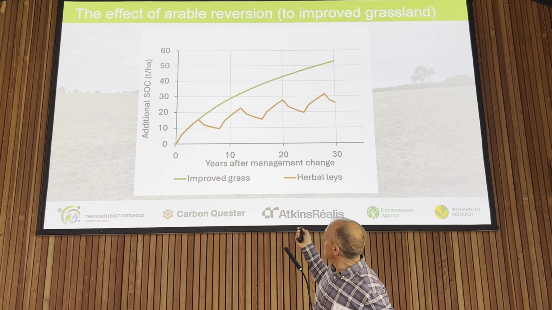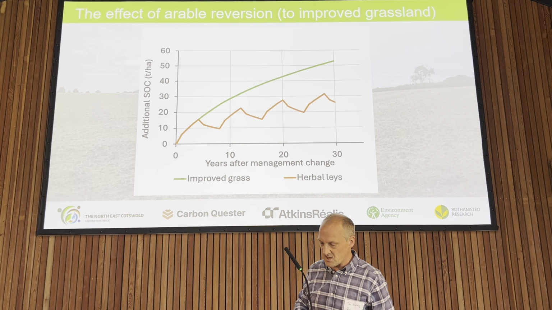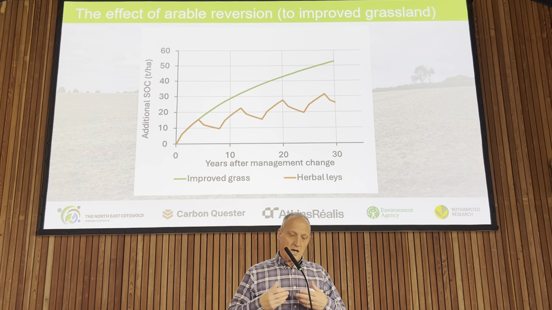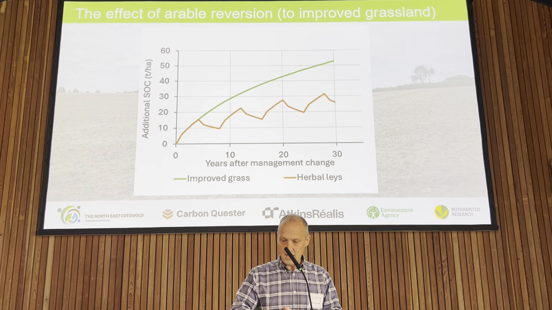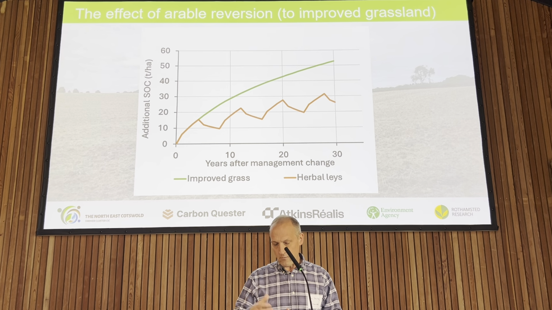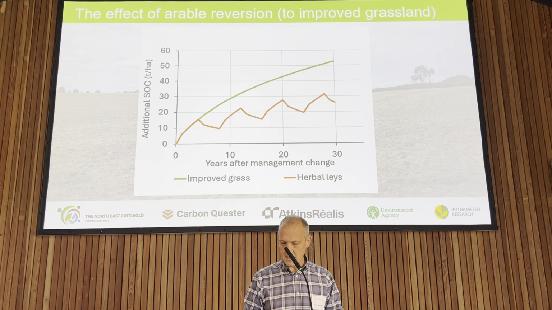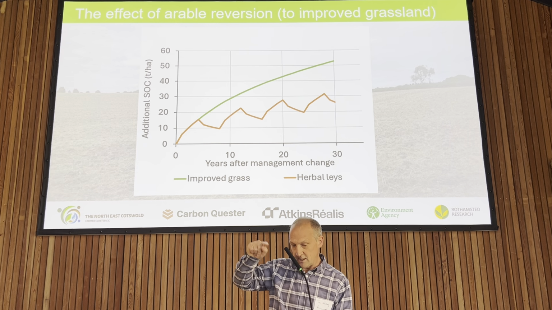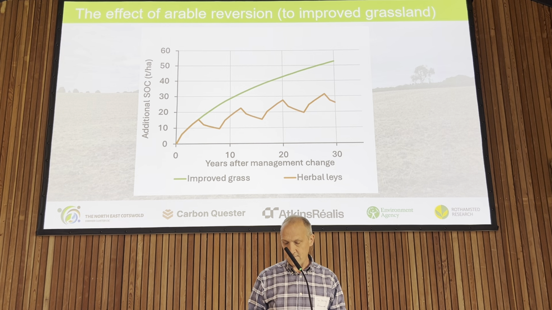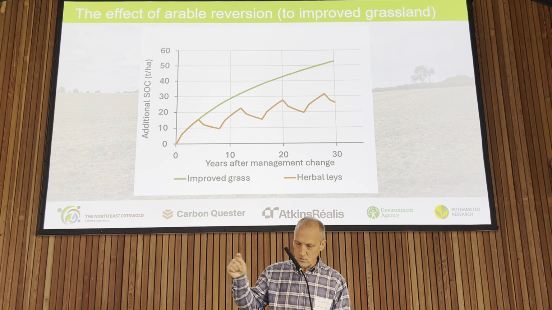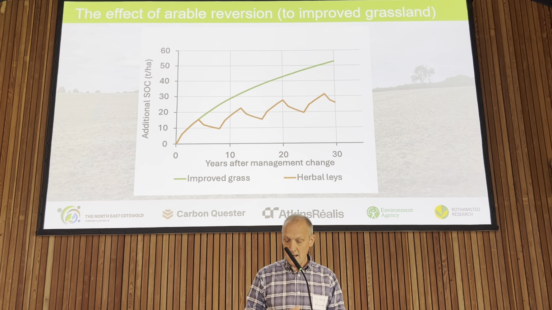So we're going more or less to the right target where we want to get to. Here is after 30 years, and here is after 10 years. So it's about a tonne, a bit over a tonne per year initially of extra carbon if you go from arable reversion to improved grassland. And then the herbal lays, obviously during the arable phase you're losing carbon, and in the improved grass lay phase you're building carbon, but overall you're increasing, at a slower rate than the grass.